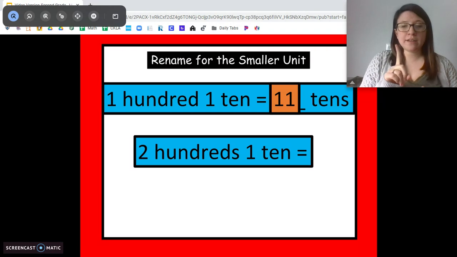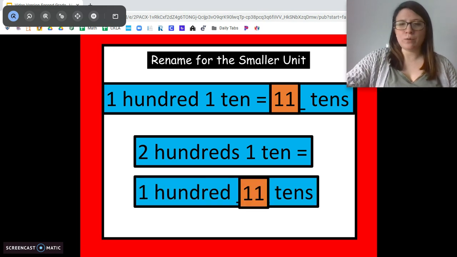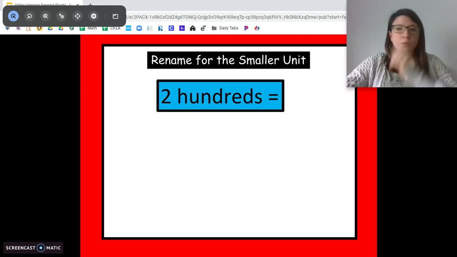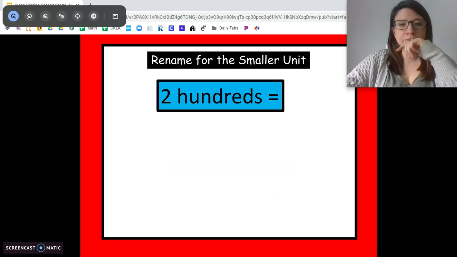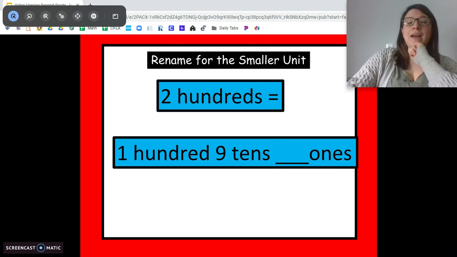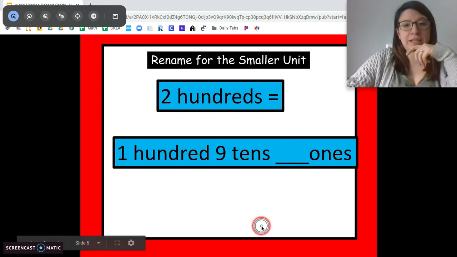So we know 100 is 10 tens, so 200's would be 10, 20 tens, plus one more 10, 21 tens. Good. Or 111 tens. Awesome. 200's is going to be 100. How many tens? It's going to be 110 tens, but if I give you 109 tens, how many more ones do we need to get to 200?